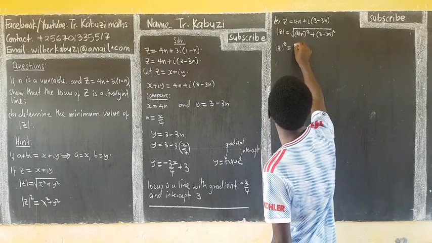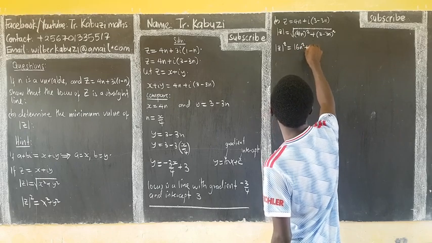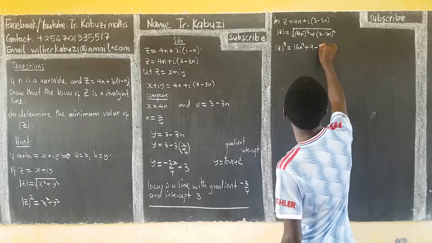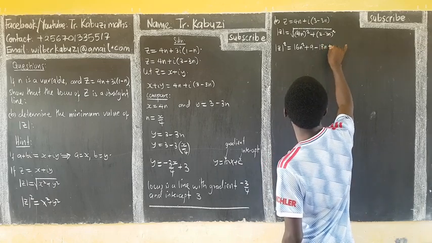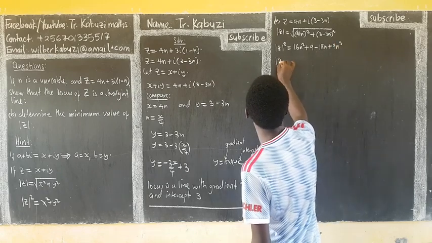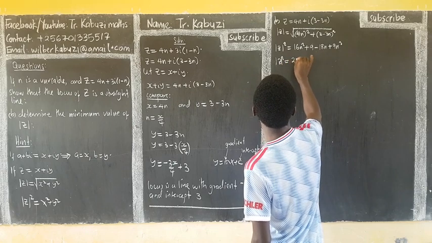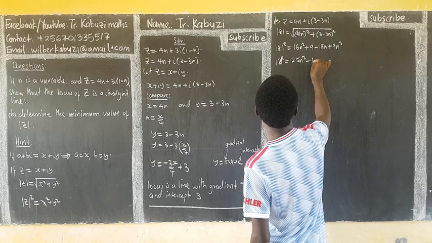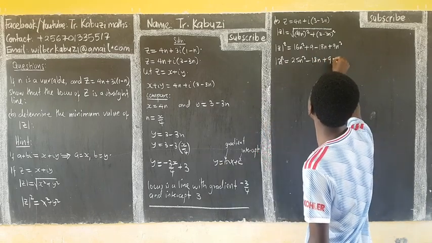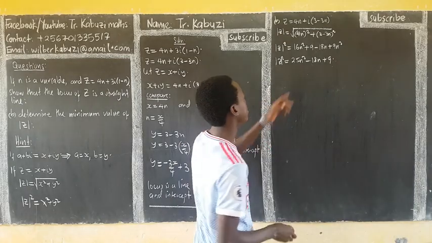When you multiply here, we have 16n squared plus 9 minus, this is 9 times 2 times 3n, which is 18n, then plus, when you square this, you get 9n squared. Simplifying that, modulus squared is going to be 25n squared minus 18n, then plus 9. To determine the minimum value, you differentiate this with respect to n.